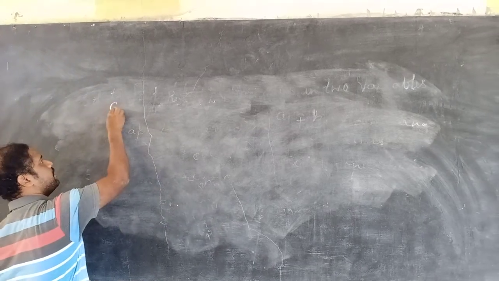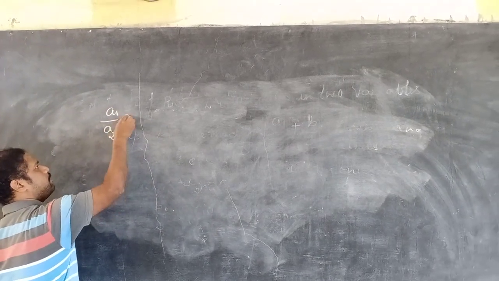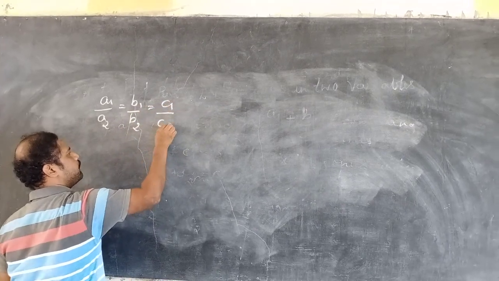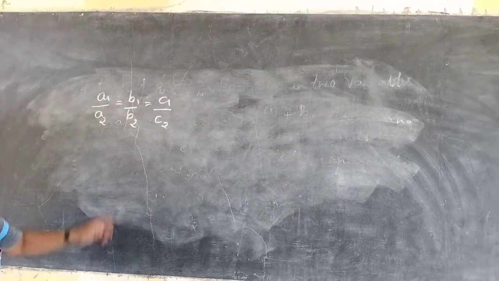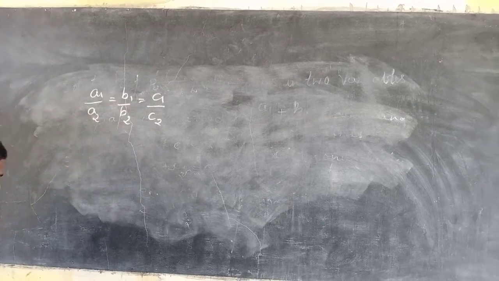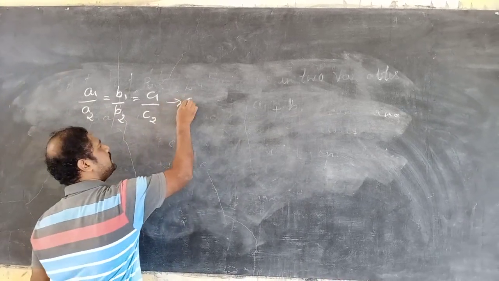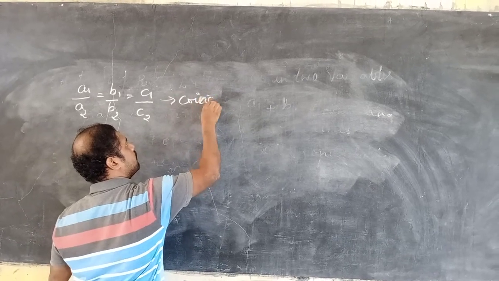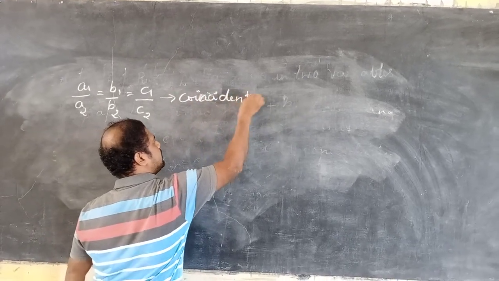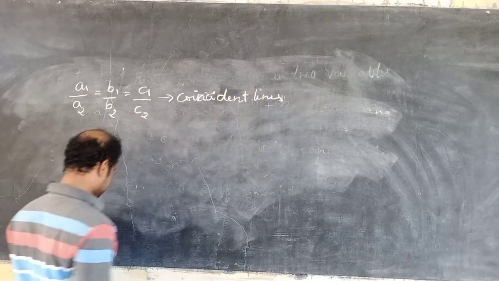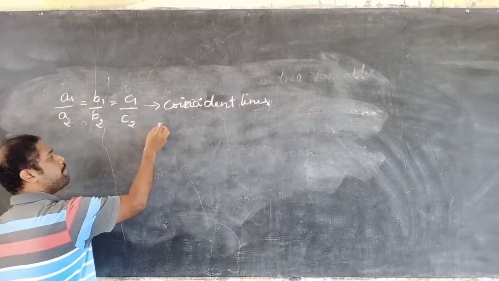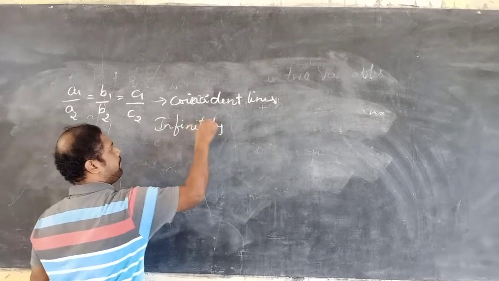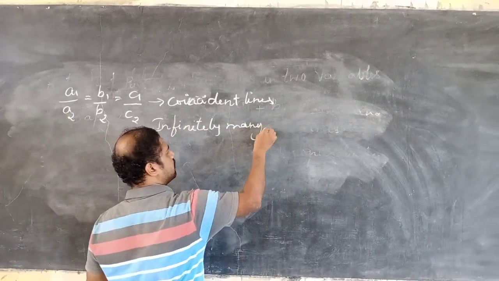Also in the equation, whenever A1 by A2 is equal to B1 by B2 is equal to C1 by C2, when all these ratios are equal, then we say that the lines are coincident lines, and the number of solutions is infinite. So we get infinitely many solutions.